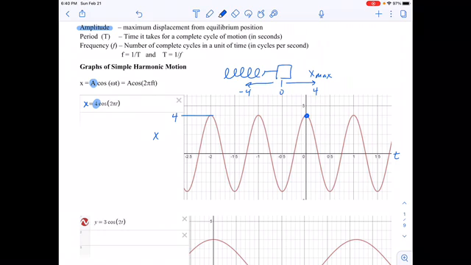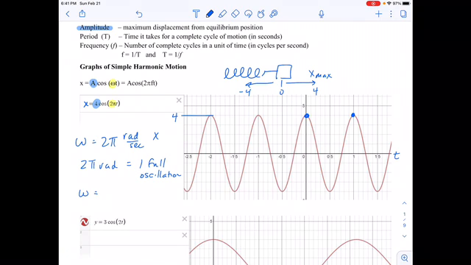This next number, let me highlight it. This 2 pi, that's our angular speed for this thing. And remember that angular speed is radians per second. Then in this situation, 2 pi radians is one full oscillation.